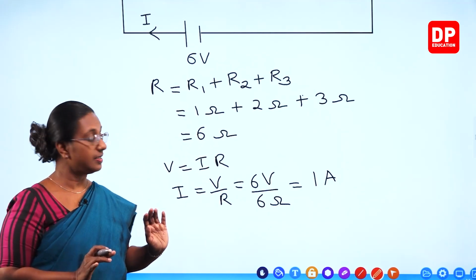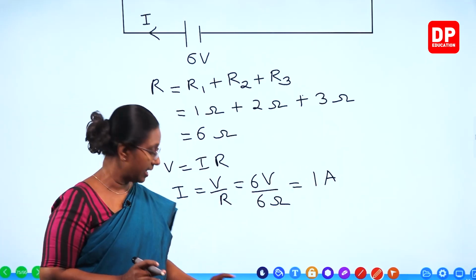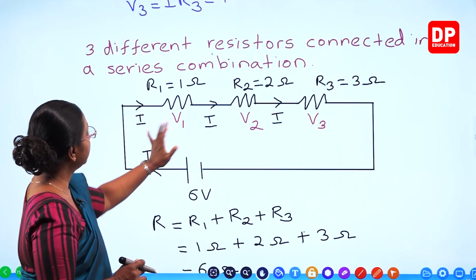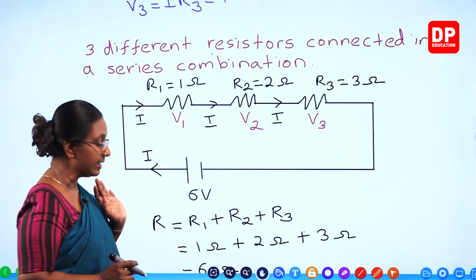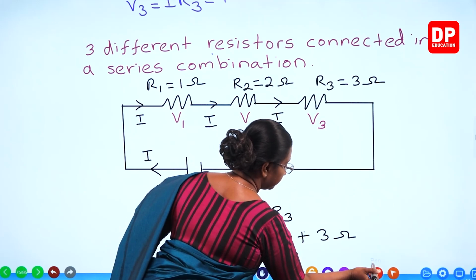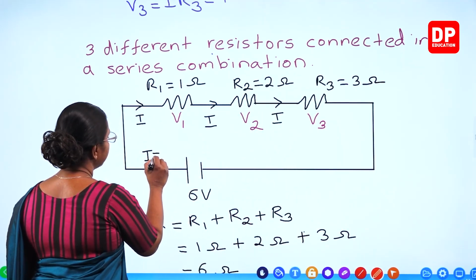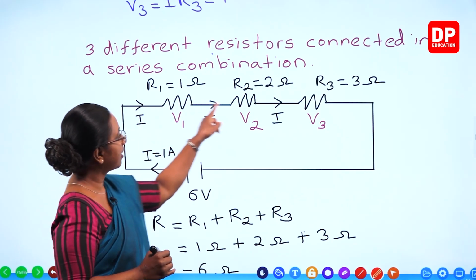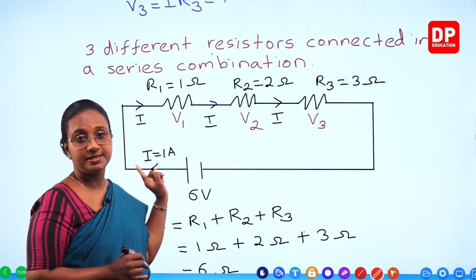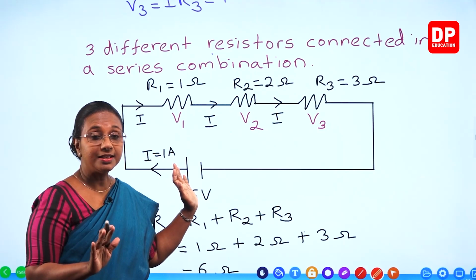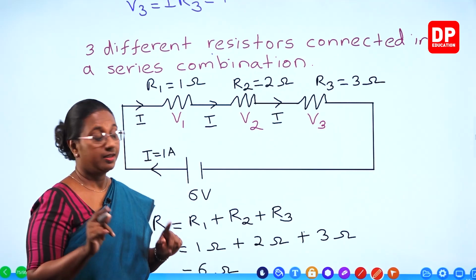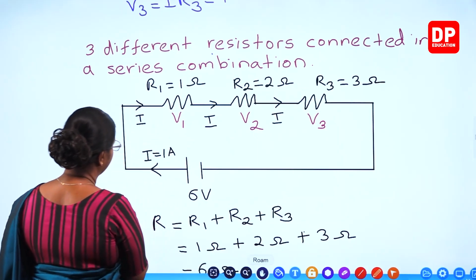Equivalent resistance is 6 ohms. Current flow is 1 ampere. So through all the resistors, I is going to be equal to 1 ampere. 1 ampere current will flow through all the resistors. But the potential difference is going to be different. We will calculate that.